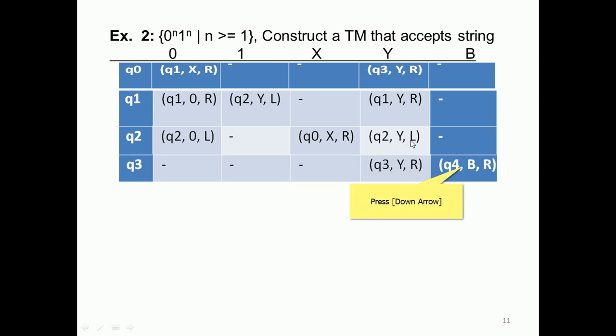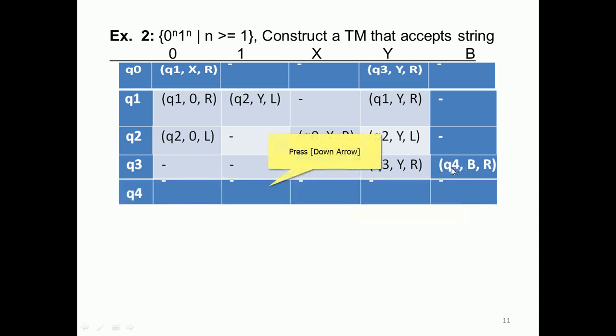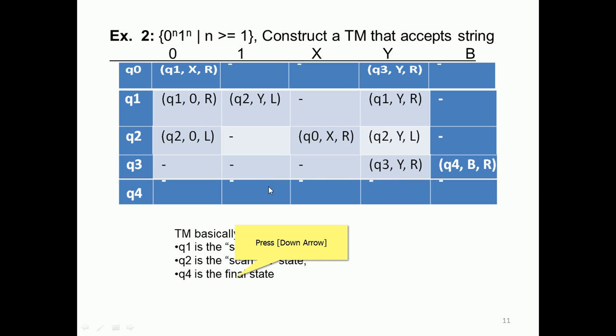Coming to q3, we have to address only the y, q3 comma y comma R. When blank appears, q4 comma b comma R, right? So change the state, maintain the blank, and move right. Q4 does not respond to anything. So the Turing machine basically matches up zeros and ones.